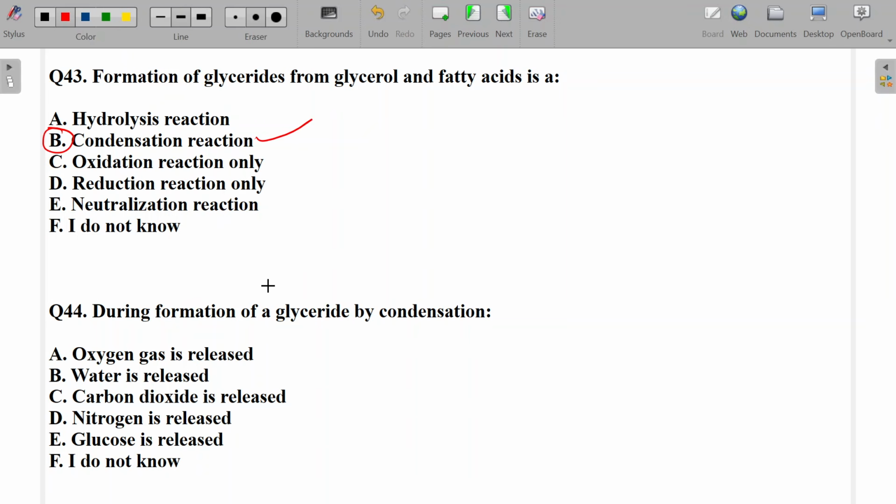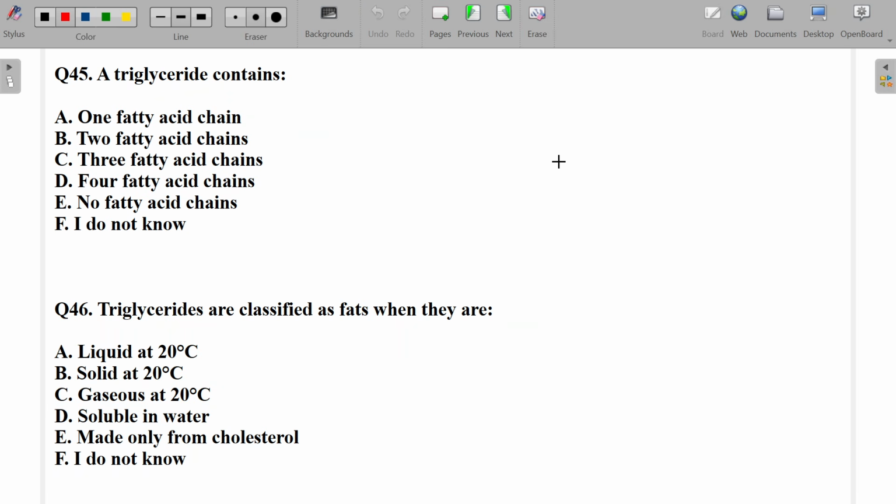Question 44. During the formation of glyceride by condensation, A, oxygen gas is released. B, water is released. C, carbon dioxide is released. D, nitrogen is released. E, glucose is released. F, I do not know. Water is released. Okay, that's why it's condensation.